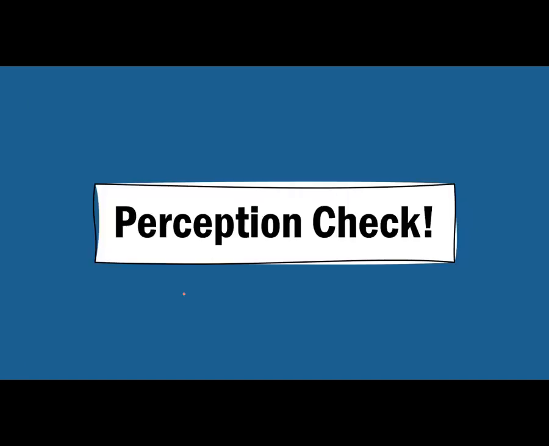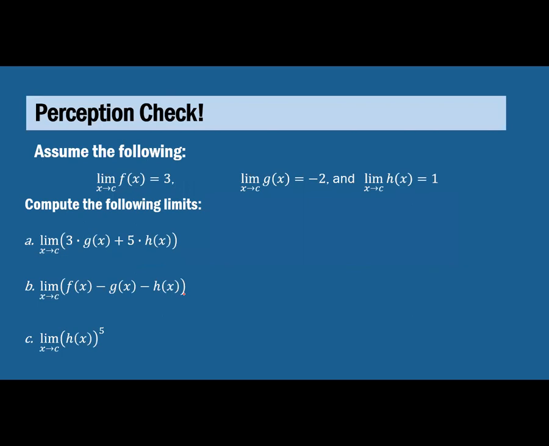So let us have this example so that we can test if you have fully understood our limit theorems or limit laws. So assume the following. We have the limit of f of x is equal to 3, the limit of g of x is equal to -2, and the limit of h of x is equal to 1. Compute the following limits, starting with letter A.